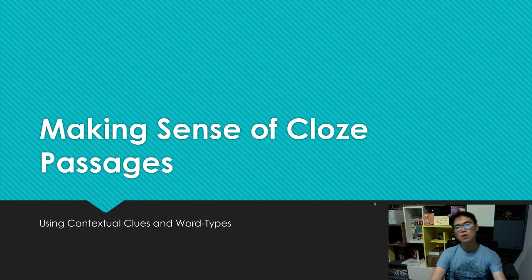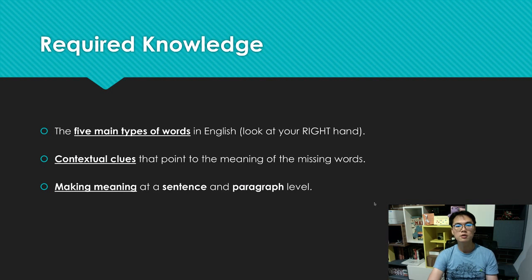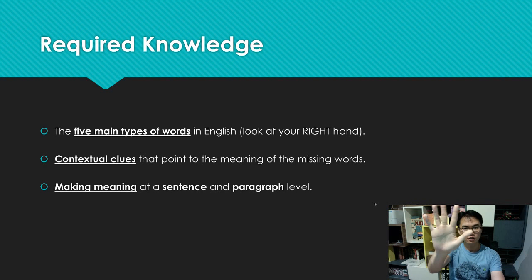Now, before we go into an example and I walk you through the example, there are a few things you need to remember. Okay, so this is the required knowledge for today's mini lesson. You must remember the 5 word types in English.